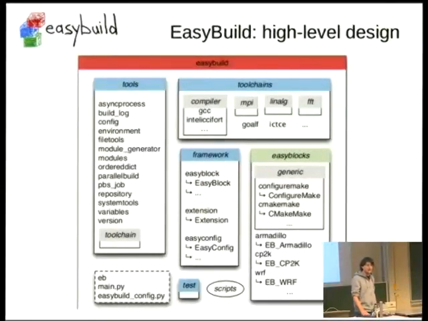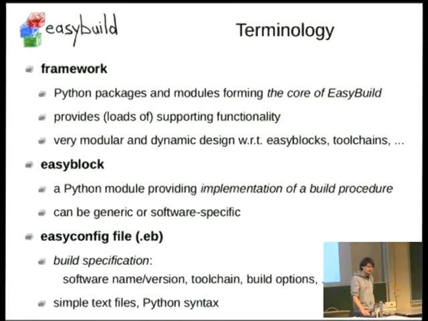For instance, how the modules, how the software is designed for this. So we have EasyBuild split into 3 parts. We have the framework, which forms the core of EasyBuild. It provides all of the core functionality, like the commands for patching or pushing to Git.